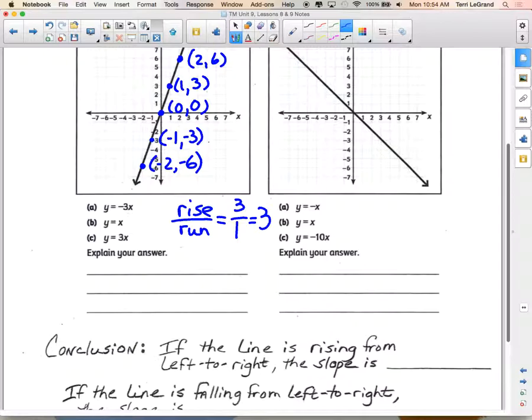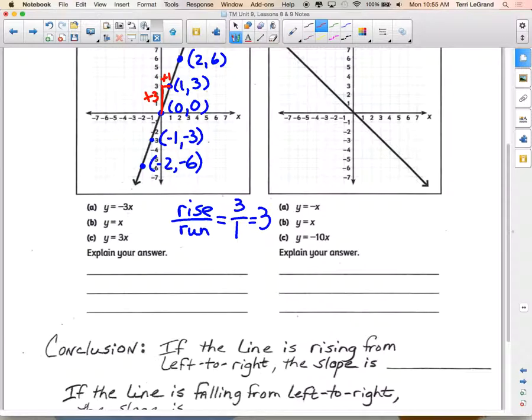There are all kinds of different rises over runs, depending on which two points you pick and which direction you go, up or down. But in the end, we should all get a slope of 3. Did you get a 3 with your rise over run? I used this one right here. I went up 3 and over 1. That's what I used.